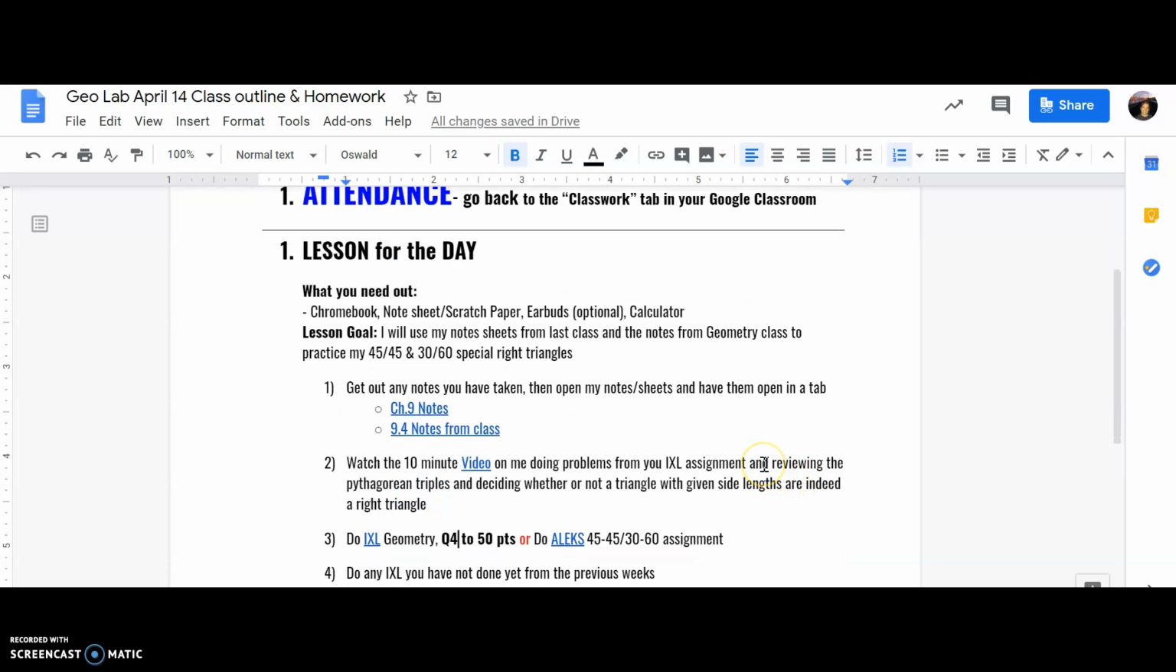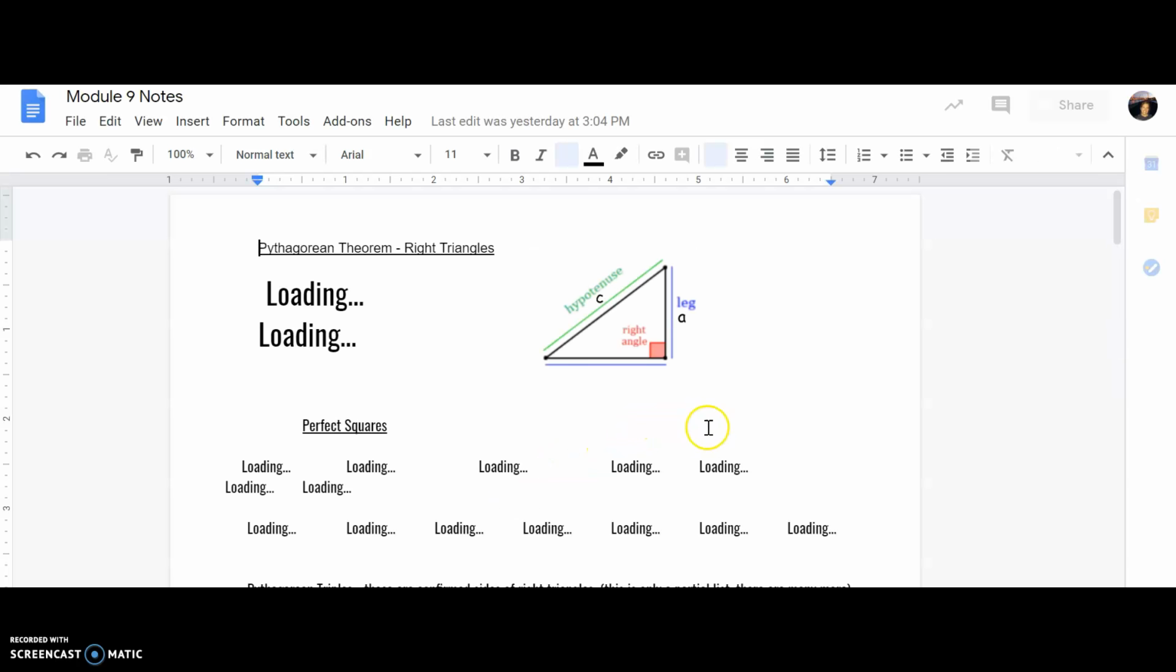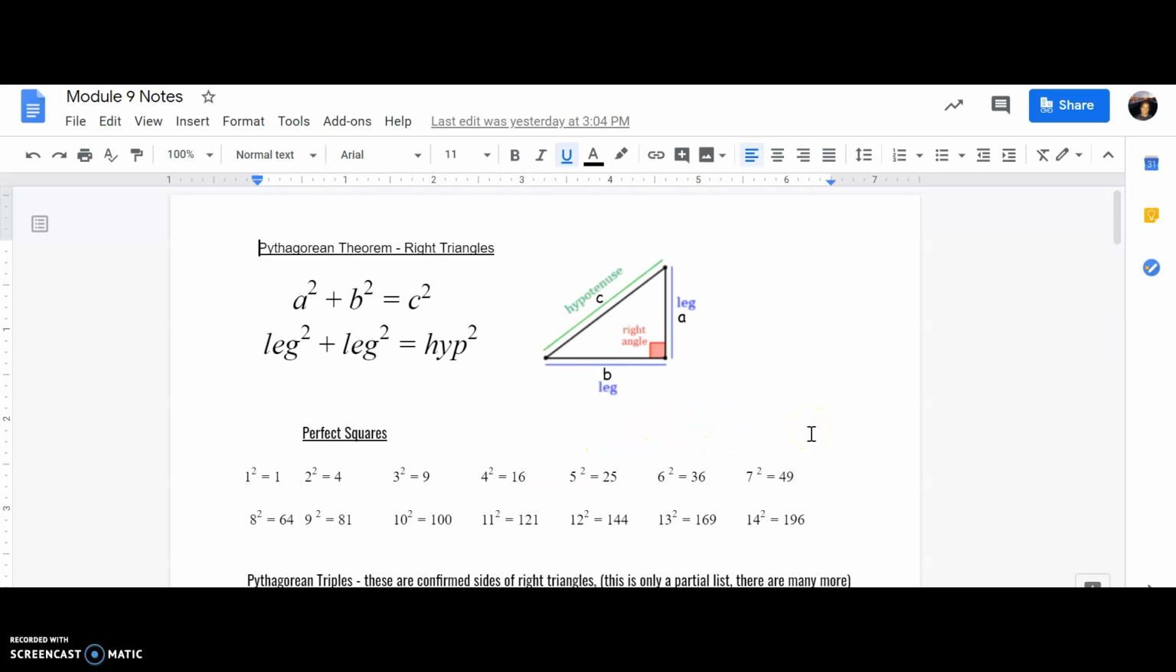All right. Some other things I wanted to show you too. As you're going through your IXL or your ALEX, whatever you choose to do today for your homework, open these tabs. So right here it says get out any notes you have taken. So if you have your own notes, please grab them out and have them sitting next to you. Otherwise, open this tab right here. So Module 9 notes. So I will keep adding to this as our chapter progresses.